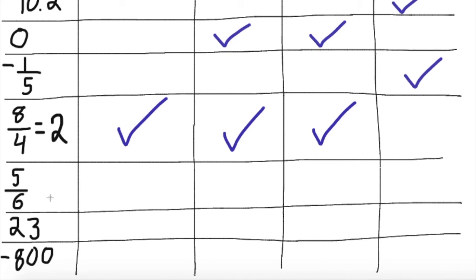So the next one, 5 over 6, is a fraction that does result in a decimal number. So the answer to that is none. 23 is a natural, whole, and integer. And finally, the last one, negative 800, is an integer, but not a natural and whole because it is a negative number.